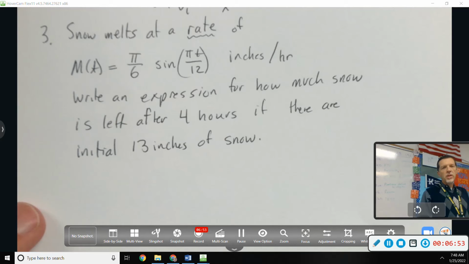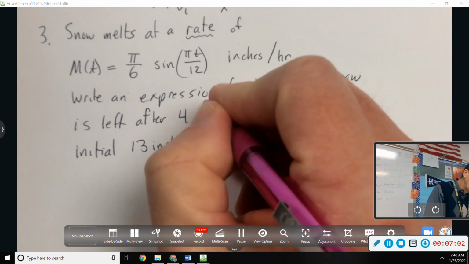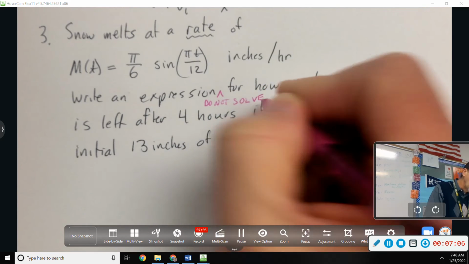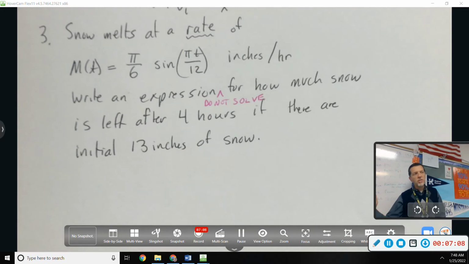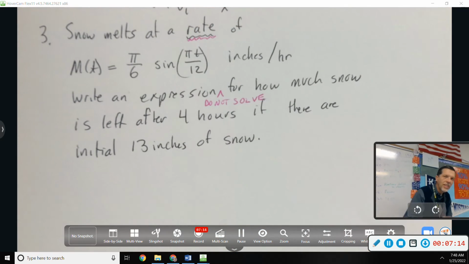Warm-up number 3. This is a no calculator question, which is why it says write an expression. The test is going to say, but do not solve, meaning it's going to be ugly and you're going to wish you had a calculator, but once you set it up, you're done. Snow melts at a rate. Rate is underlined. I think on the test I italicized it to draw your attention to it. Hey, this is a rate. Write an expression for how much snow is left after 4 hours.